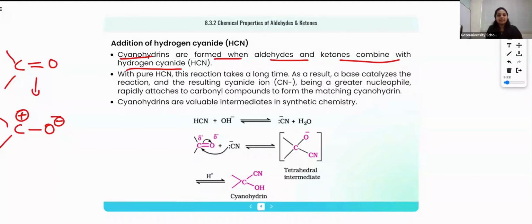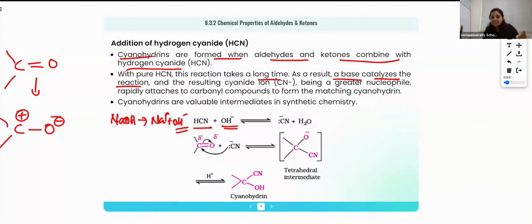Got it? Then see, when you are taking hydrogen cyanide, you are doing these reactions in a particular medium, right? With pure HCN, the reaction takes a long time. So a base catalyzes the reaction, and we need to conduct the reaction in a basic medium. You can use sodium hydroxide medium. Sodium hydroxide will produce Na plus and OH minus ions. These OH minus ions from the basic medium, because these reactions are carried out in a basic medium, will catalyze the reaction.